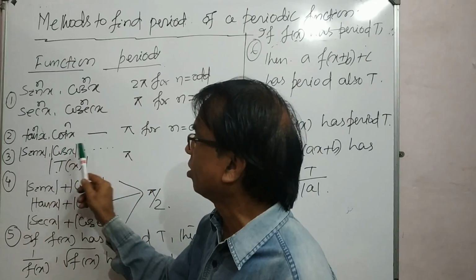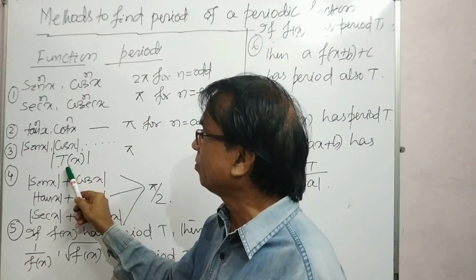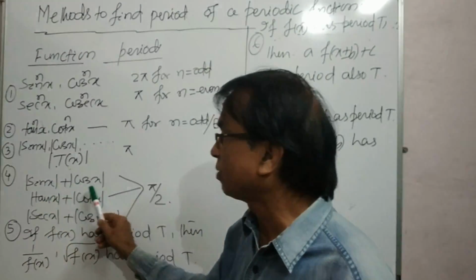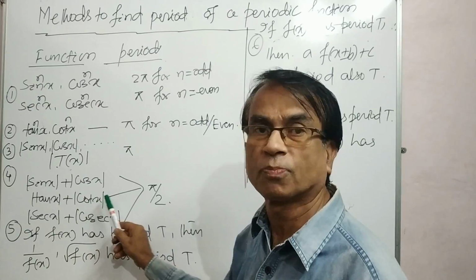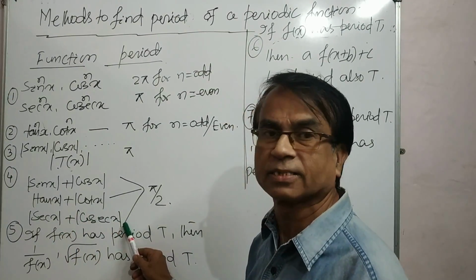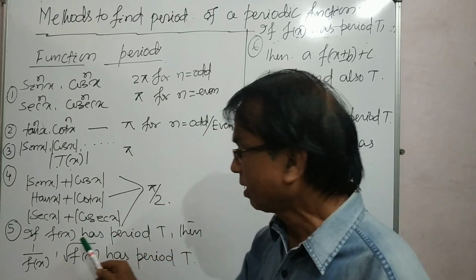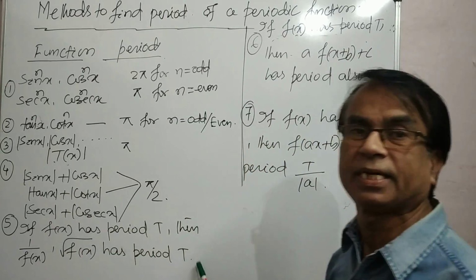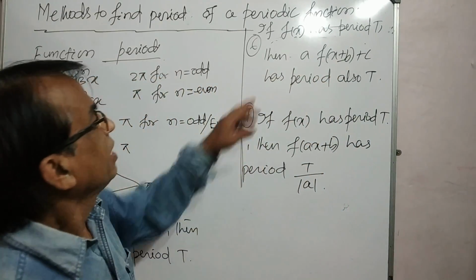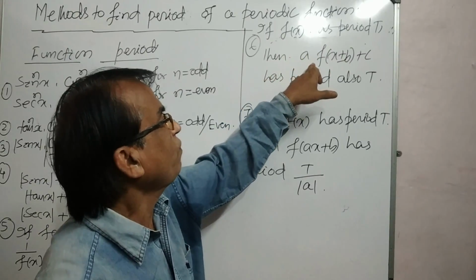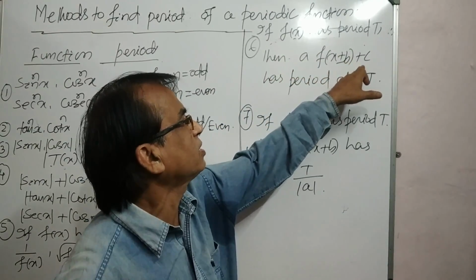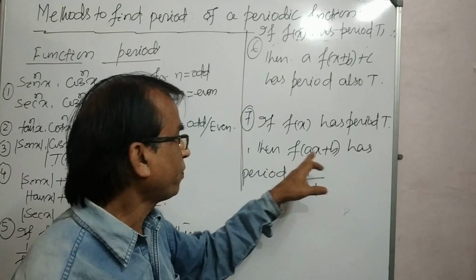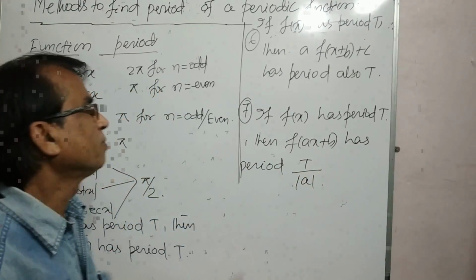And mod of sin x, mod of cos x, that is, mod of any of the 6 trigonometric functions, has period pi. And mod of sin x plus mod of cos x, mod of tan x plus mod of cot x, mod of sec x plus mod of cosec x, all have period pi by 2. Now, if f of x has period T, then 1 by f of x and root f of x have period T. If f of x has period T, then f of x plus or minus b, plus c also has period T. If f of x has period T, then f of ax plus b has period T by mod a.